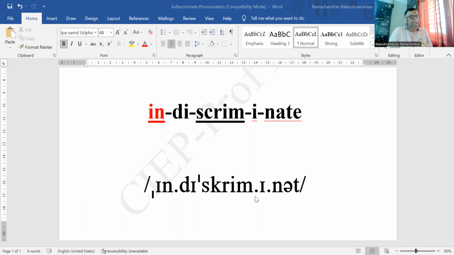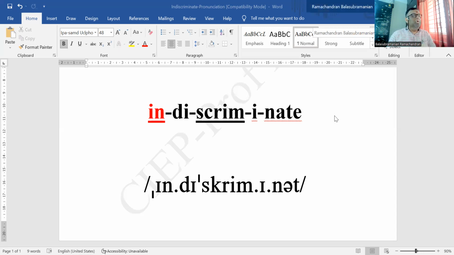Indiscriminate. And you may ask, why is it that in gets the secondary stress and not D? There should be a distance of at least one syllable between the primary and the secondary stress syllable. Indiscriminate. Obviously, you'll have a lot of questions. Please share them with me. I'm sure you will. Things will become more clear as we look at the pronunciation of newer and newer words.